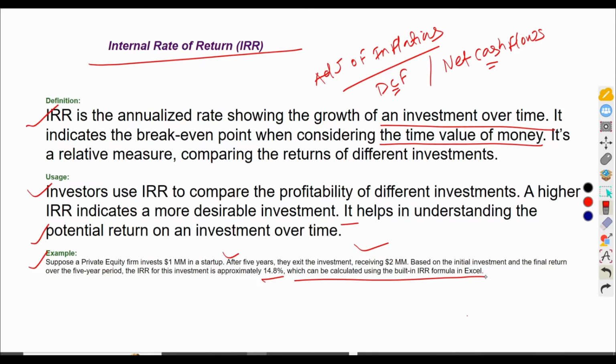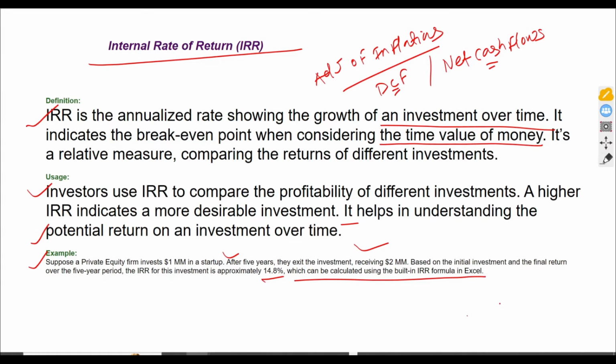But yeah, IRR is one of the important metrics to measure the fund's performance as well. If your fund performs well and provides, let's say, a higher IRR, it means your fund performs well. So this is how you can relate.